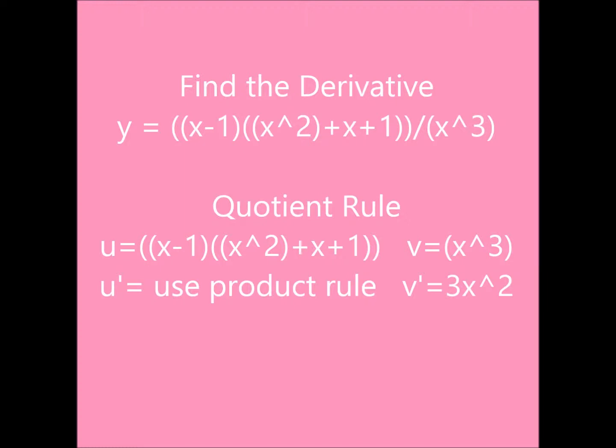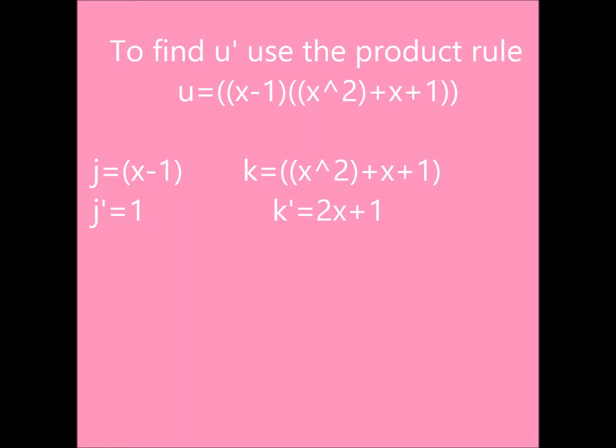Because I'm already using the variables u and v, I'm going to use j and k to represent the two functions I'm using for the product rule under the function u equals x minus 1 times x squared plus x plus 1. You get j to equal x minus 1 and k to equal x squared plus x plus 1, j prime to equal 1, and k prime to equal 2x plus 1.